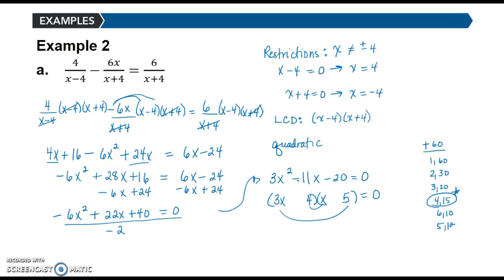So we need a negative sign on the larger. 3 times 5 is 15. That's larger than 4 times x. So we have 3x plus 4 times x minus 5 equals 0. So we get that 3x plus 4 is equal to 0, or x minus 5 is equal to 0. So 3x is equal to negative 4. X is negative 4/3, or x is equal to 5. And neither one of those are restrictions, so our solution set is negative 4/3, 5.